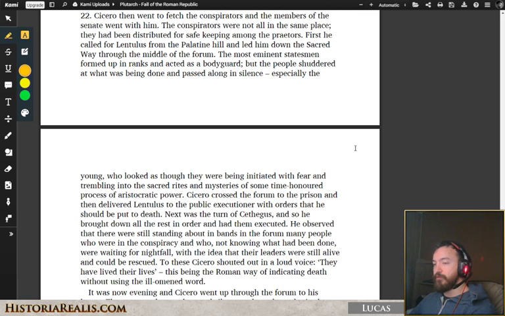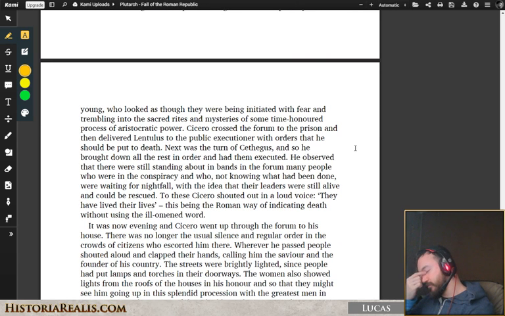He observed that there were still standing about in bands in the forum many people who were in the conspiracy and who, not knowing what he had done, were waiting for nightfall, with the idea that their leaders were still alive and could be rescued. To this, Cicero shouted out in a loud voice, "They have lived their lives." This was a single word in Latin, like vixerunt, I believe, this being the Roman way of indicating death without using the ill-omened word.